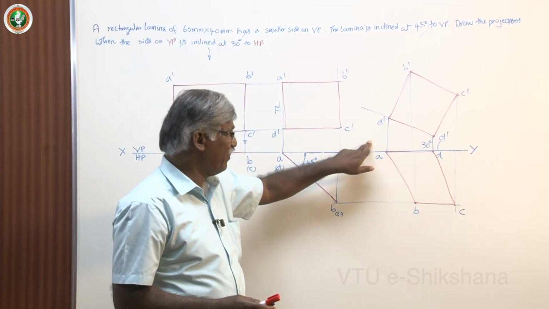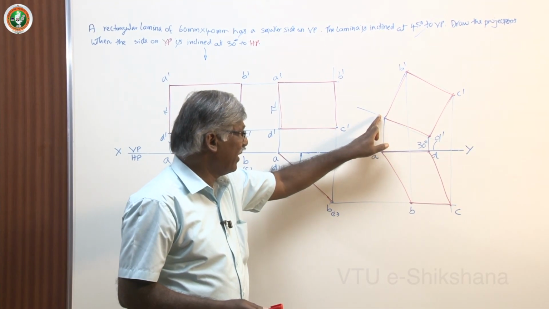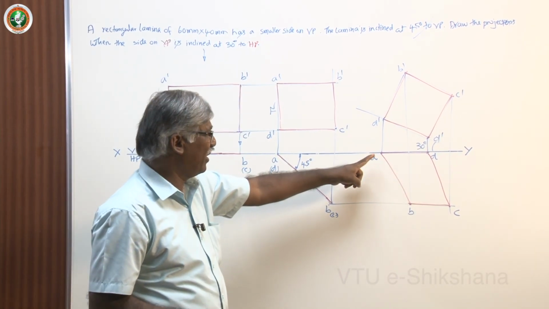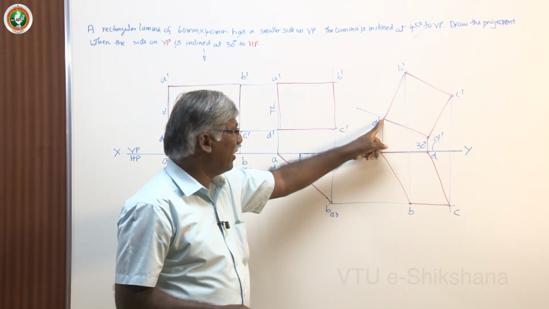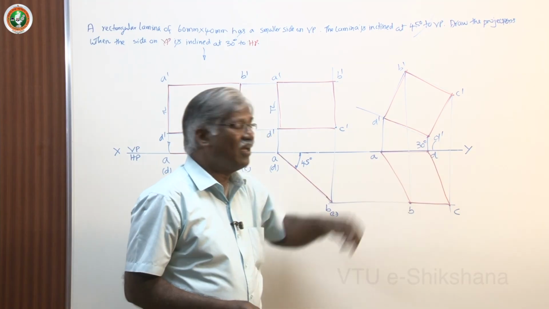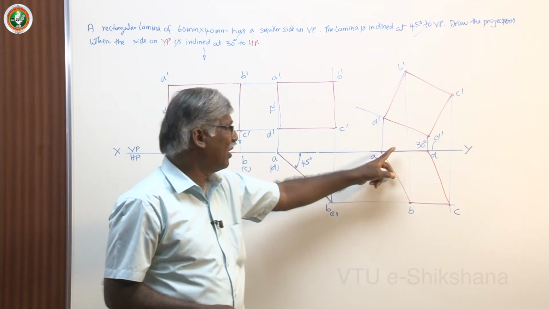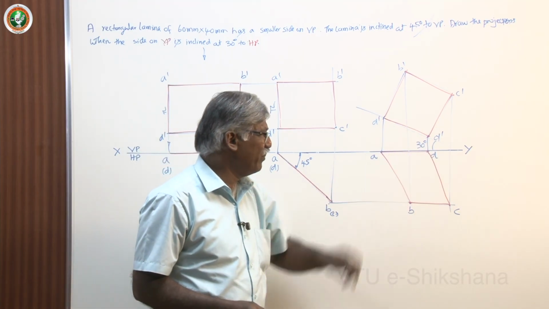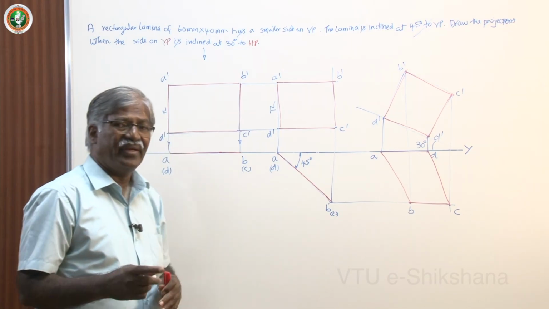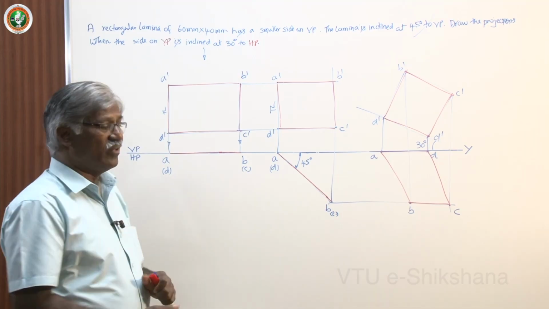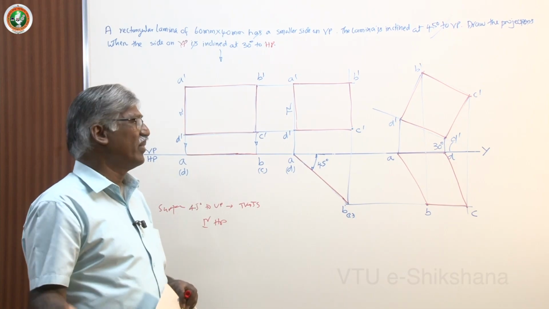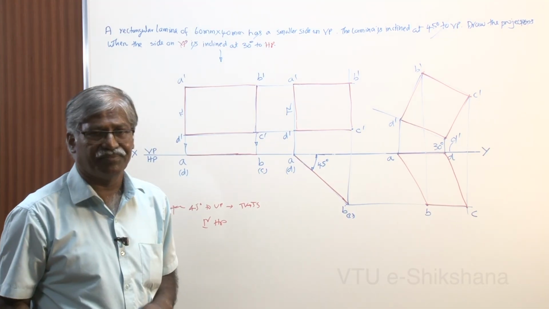AD is on VP. AD is inclined at 30 degree to HP. Here only you can explain: AD is on VP and inclined at 30 degree. It is a problem on straight line. A line is 30 degree to HP and on VP. So this is how we can solve the problem on the lamina which is inclined to VP. For this also I will try to explain briefly using computer software.